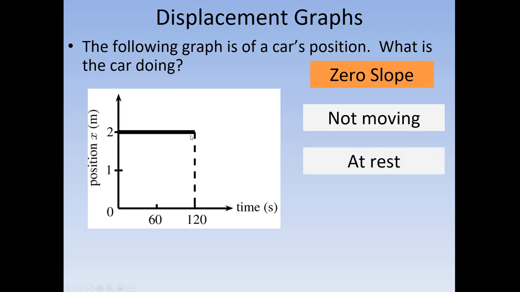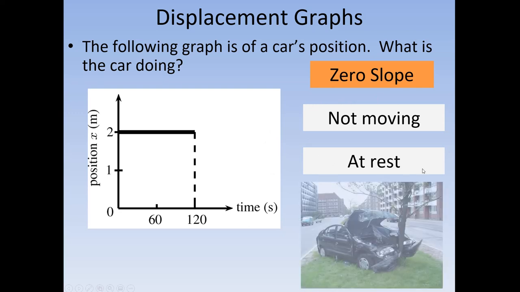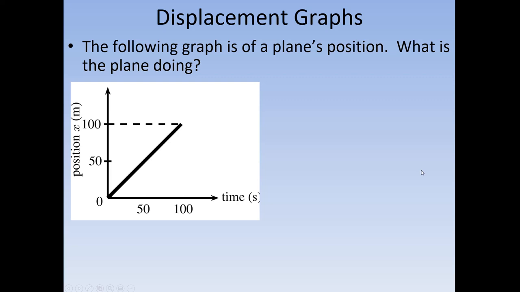Another thing that we could say is that it's at rest. So from this graph that has a zero slope, we can tell that the object is not moving and it's remaining at rest. All right, now we're going to go into the next displacement graph. So here, this is for a plane. We could do the same thing.